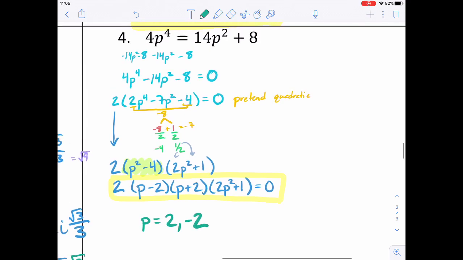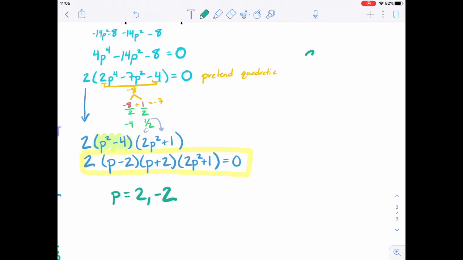Remember, this is quartic, or degree 4, so we expect 4 solutions. Next thing we need to do, we need to take our quadratic term, 2p squared plus 1 equals 0. Subtract 1. Divide by 2. Plus or minus square root.